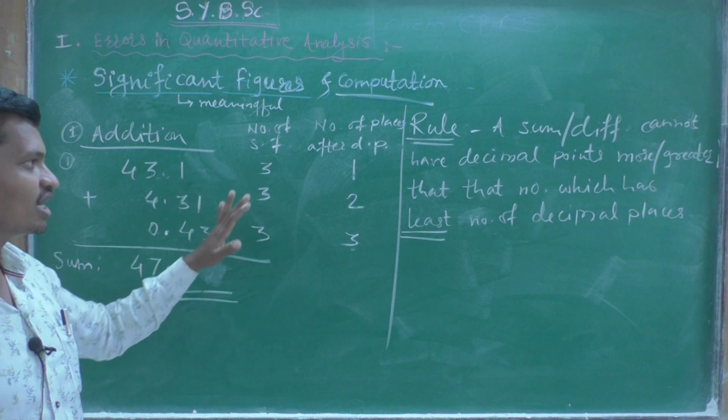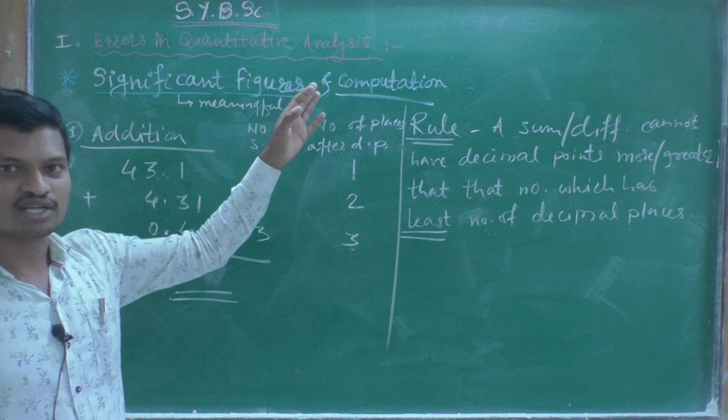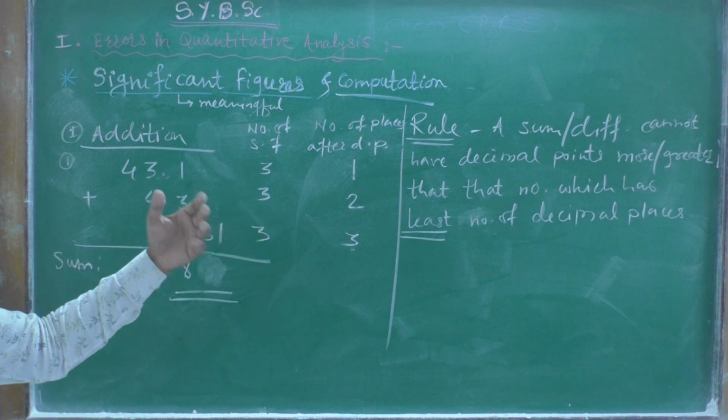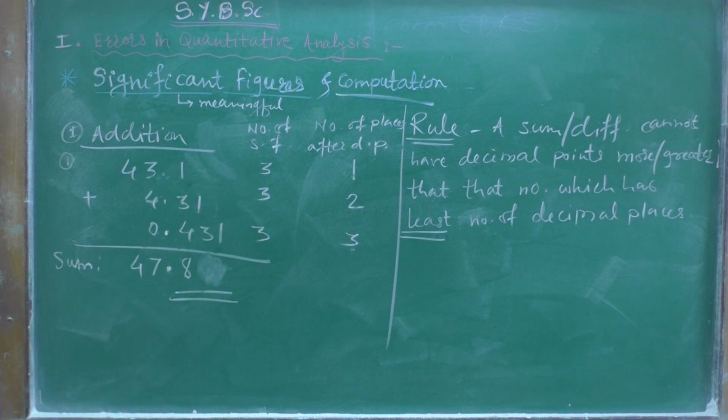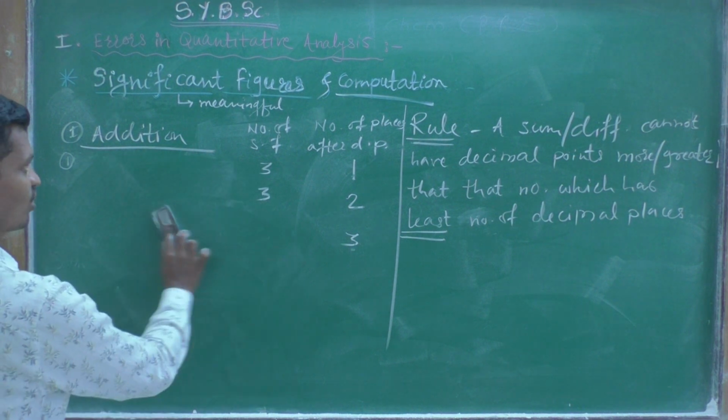So this is the rule related to significant figures and computation in addition. This is a very simple rule. If you watch this video, what I am explaining here, you will get the concept very easily. Then take the second example of the addition.